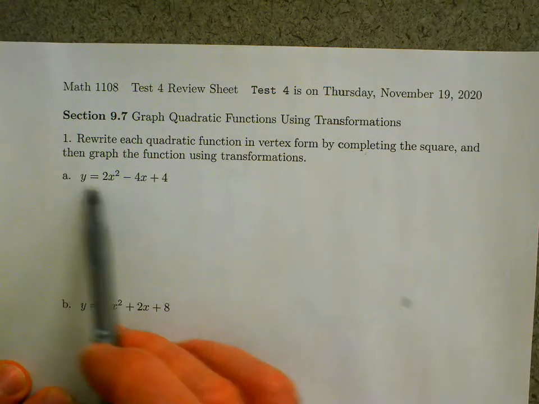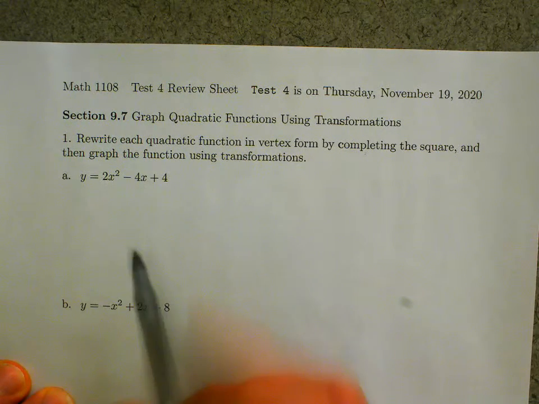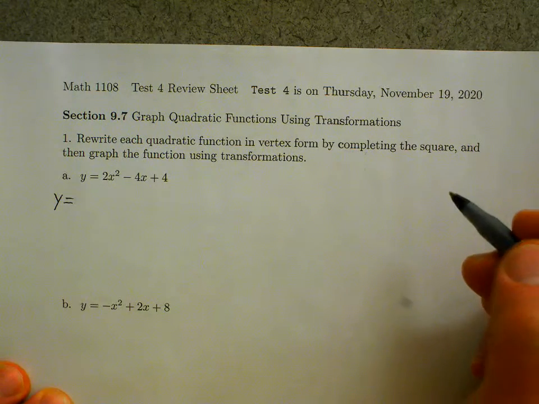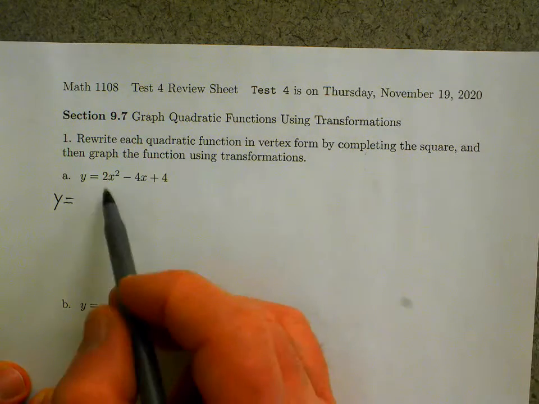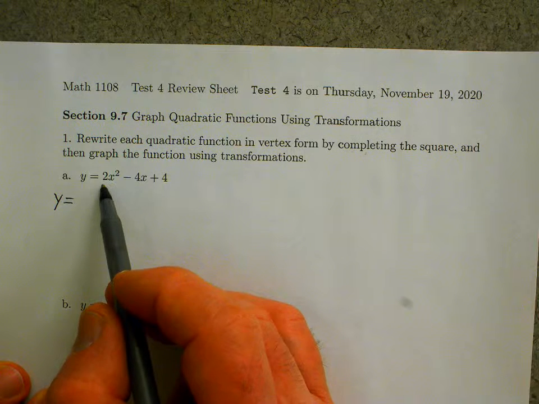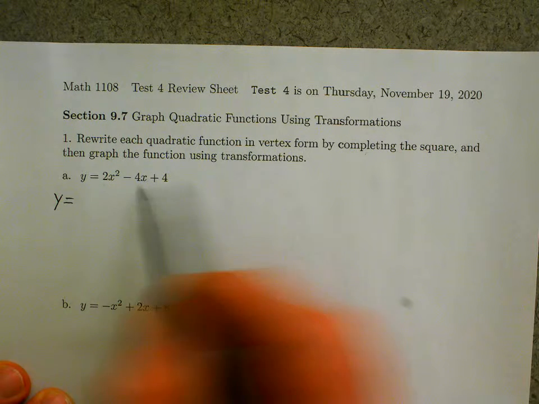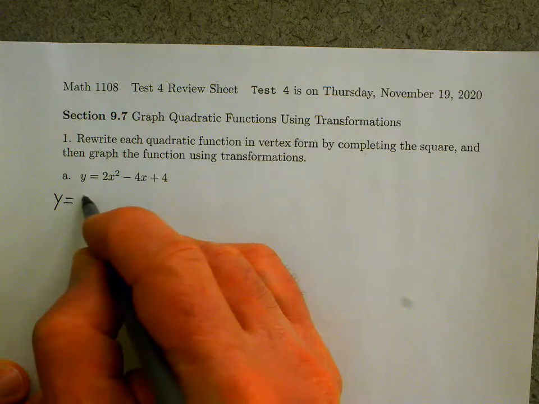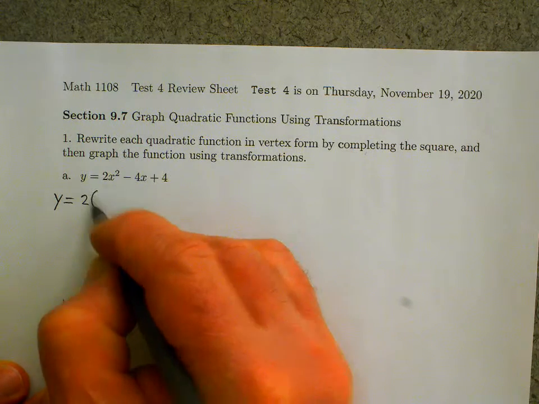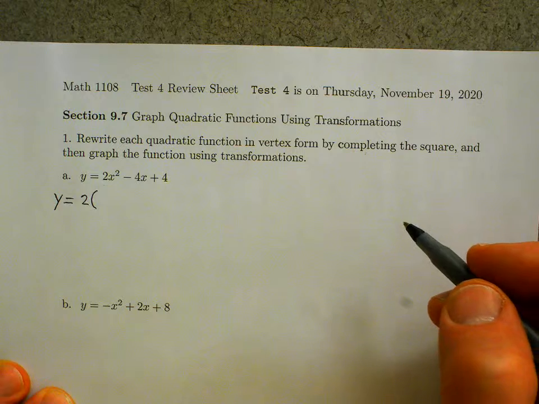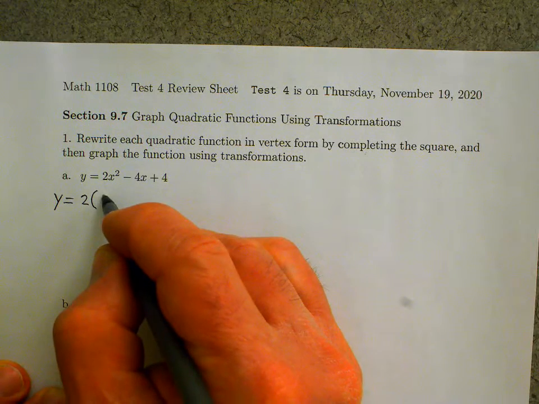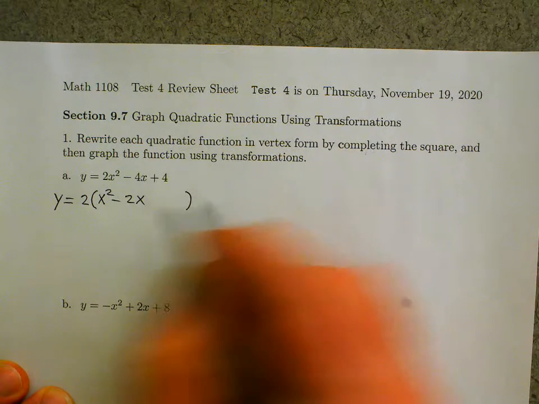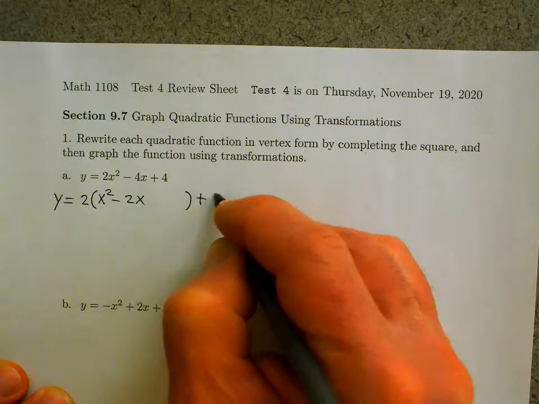Okay, here's the quadratic function in standard form. To get it into vertex form, we factor the coefficient of x squared out of the x squared term and the x term. We leave the constant outside of the parentheses. So factor 2 out of the first two terms, we get 2 times the quantity x squared minus 2x. On the outside of the parentheses, we have plus 4.